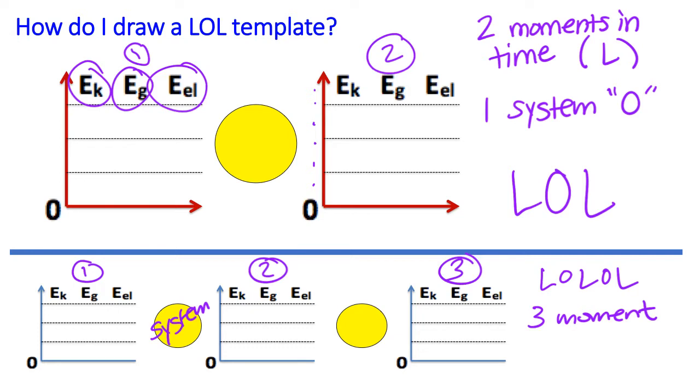And so you can have 5 L's if you want. You can have 3 O's. You can have whatever combination of L's for moments in time that you're looking at, and O's that represent the system and any changes in the overall energy of the system as you go.